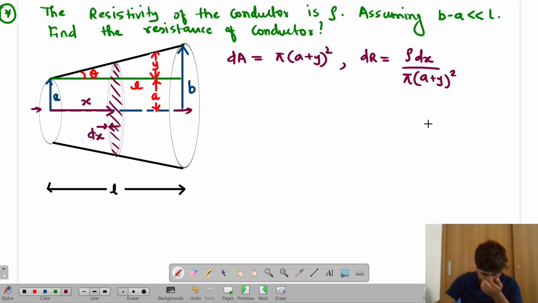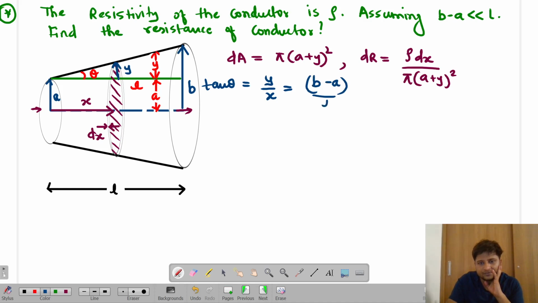Correct. So look over here. Basically, if I want to write this y in terms of tan theta, I can write tan theta is equal to y by x. And that must be equal to, this theta is also for this bigger triangle, which is equal to (b minus a) by length L. Isn't it correct?